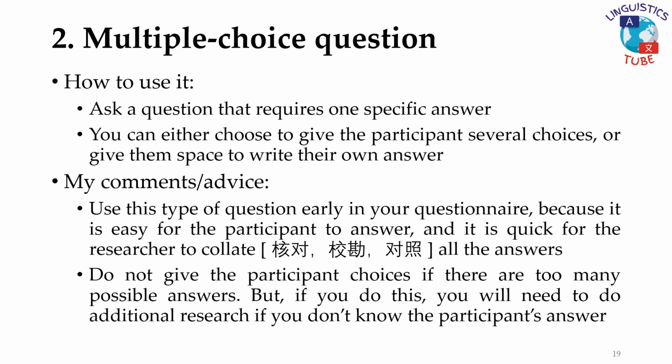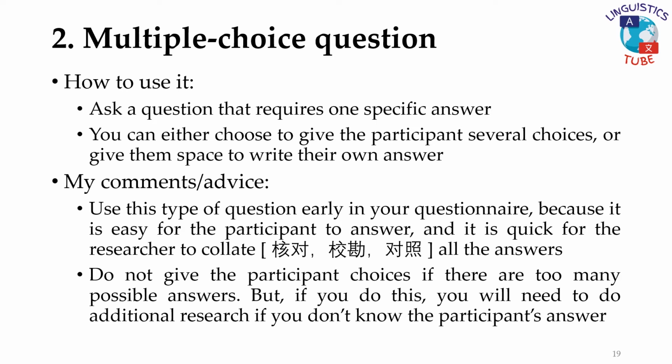The second type of close-ended question is the multiple choice question. This is a great type of question to use early in your questionnaire because it is easy for the participant to answer and it is quick for the researcher to organize all the answers. To use it, the question that you ask requires one specific answer. Most of the time, you should give the participants several options to choose from.